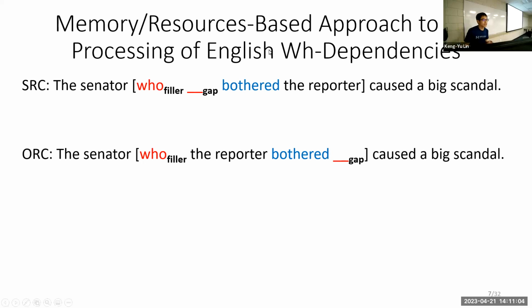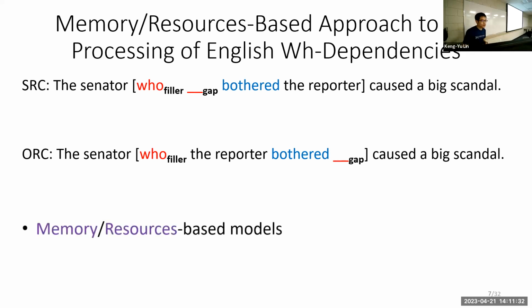The first clause is SRC, which stands for subject extracted relative clause. And the second one is ORC, which stands for object extracted relative clause. These two sentences use exactly the same words, but the word order is a bit different in the embedded clause or the relative clause, right? And there are a lot of approaches that explain how we process WH dependency sentences. I'm going to focus on the memory-based approach or memory-based models.